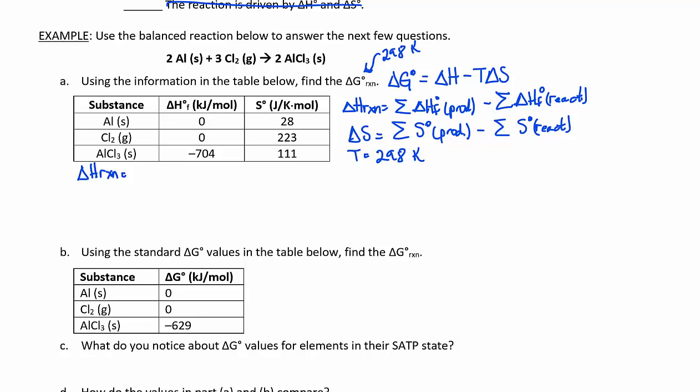So the sum of the heats of formation of our products, so we have 2 moles of AlCl3, and that has a negative 704 kilojoules per mole, minus 2 moles of aluminum, which has a heat of formation of 0, plus 3 moles of chlorine, which has the standard heat of formation of 0. So the delta H of my reaction will simply be 2 times the negative 704 kilojoules, which is negative 1408 kilojoules.